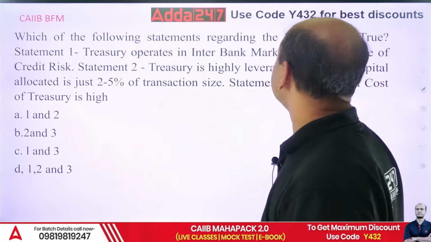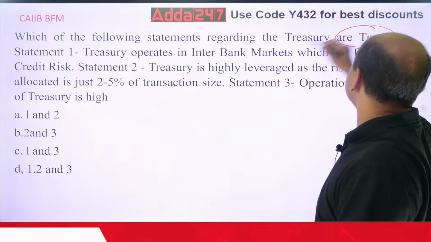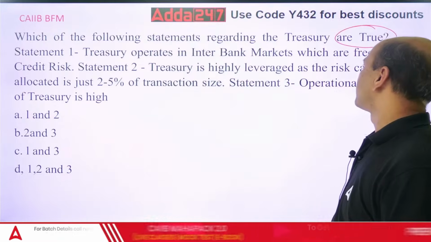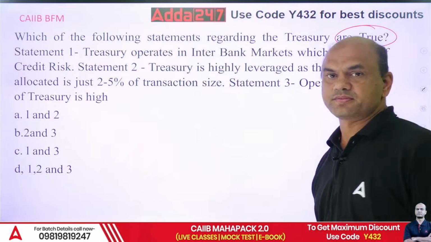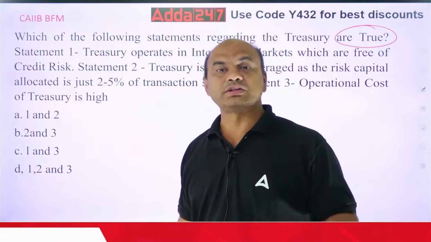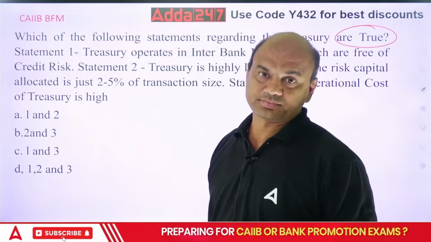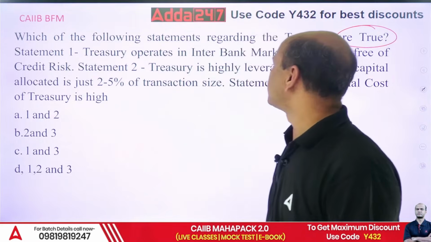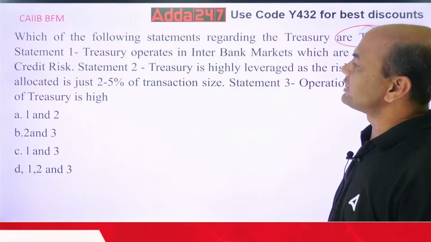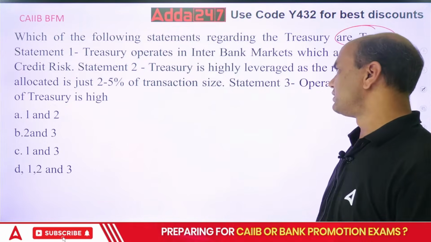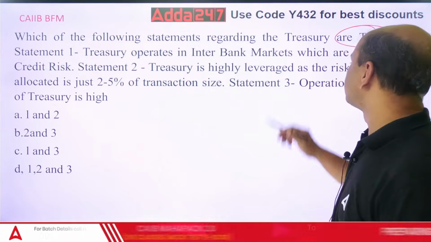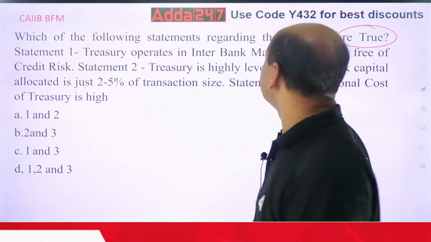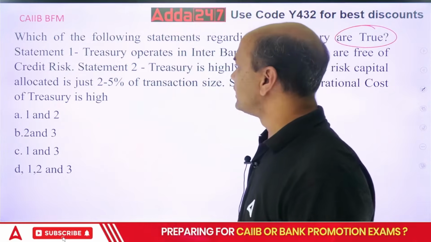Which of the following statements regarding the treasury are true? Again, you want true only. Statement 1. Treasury operates in interbank markets which are free from credit risk. Statement 2. Treasury is highly leveraged as the risk capital allocated is just 2 to 5% of the transaction size. Statement 3. Operational cost of treasury is very high. So which one of them is true? Which ones are true?